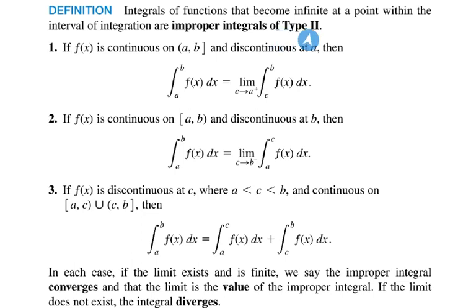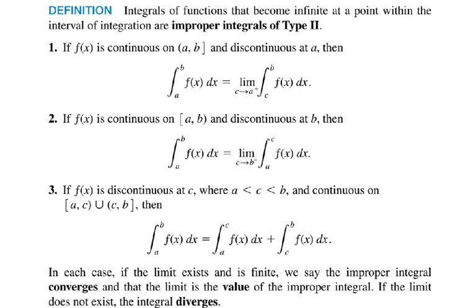So here's our definition for dealing with improper integrals of the second type. If we have a continuous function on some interval, and maybe it's discontinuous at that a, then we have to look at approaching a from the right. And if it was discontinuous maybe at b, we would have to look at approaching that b value from the left. And if the discontinuity occurs somewhere between a and b, some point c in the middle, we have to break it into two integrals. In each case, if the limit exists and is finite, we would say it is an improper integral which converges, and that the limit has the value of the improper integral. And if the limit does not exist, then the integral diverges.